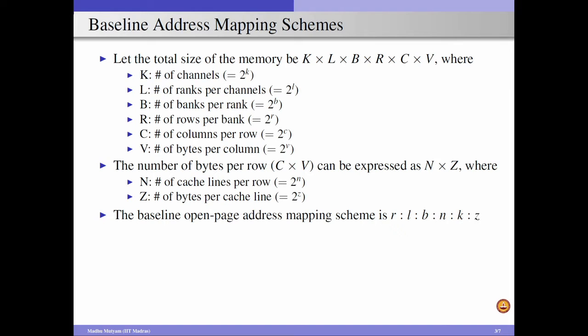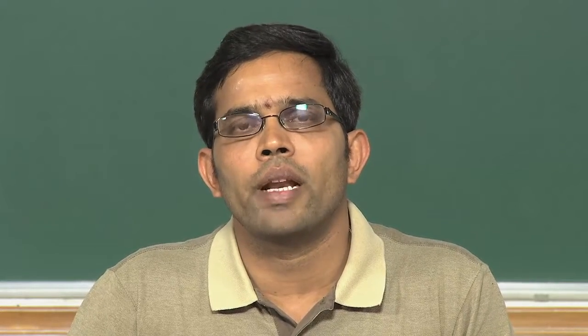So the row is mapped to the MSB. The change in the bit values in the MSB position is much lower compared to the change in the bit values at the lower order positions. So once we map our row ID to the MSB position, it may not change frequently. As a result, once we open a row, the row can stay open until there is a conflict to that particular row, and we can minimize the row conflicts by mapping our row to the MSB position.